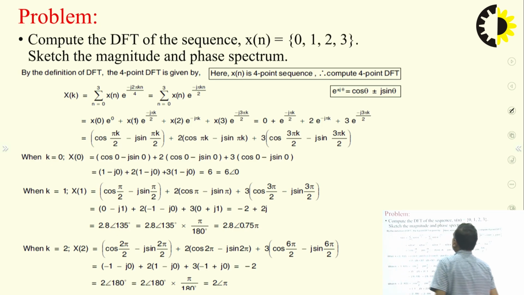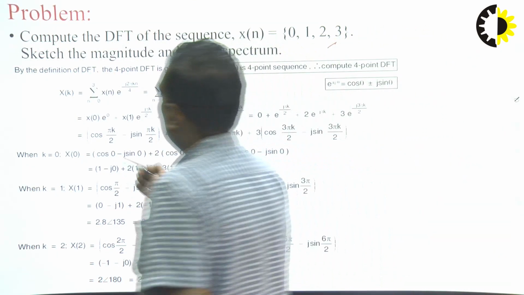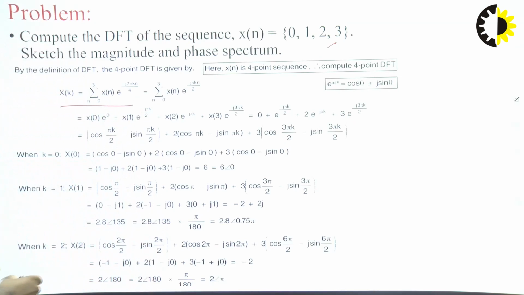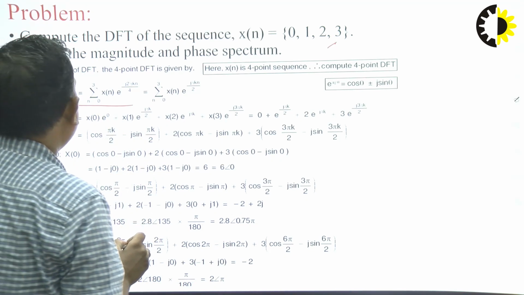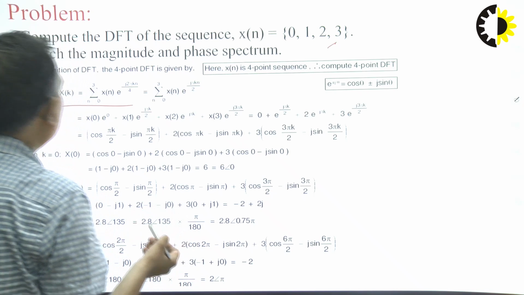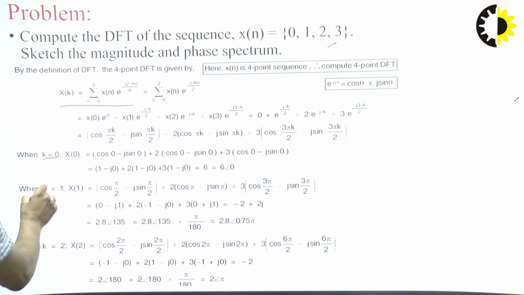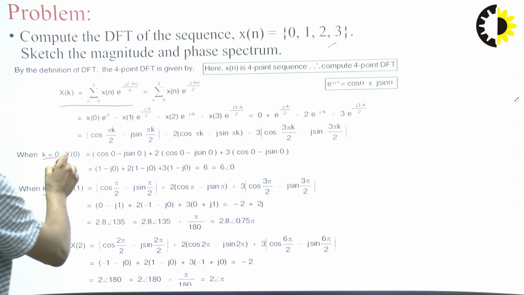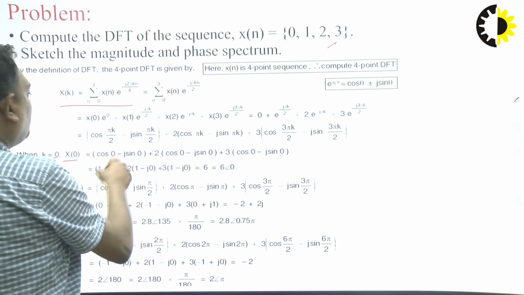Here we can see one question: compute the DFT of the sequence, and sketch the magnitude and phase spectrum. So X[k] can be written as summation n equals 0 to 3, because of the sequence length, x[n] e^(-j2πnk/N). Now we will put this limit for each and every value of k. The n will vary from 0 to 3, and k itself will vary from 0 to 3. So for k equals 0, 1 and 2, we have to find the values of x[0], x[1] and x[2], where n varies from 0 to 3.